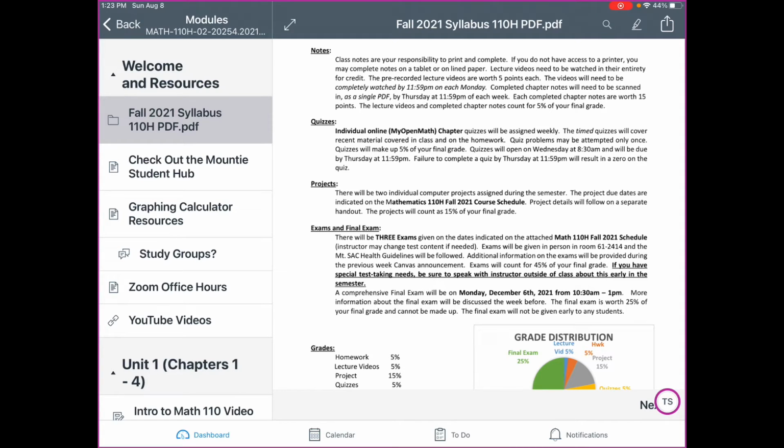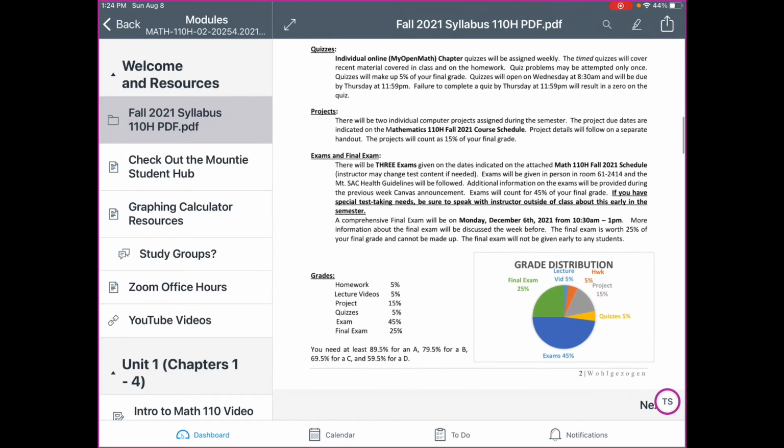Once your notes are completely filled in, you need to scan them as a single PDF and upload them to Canvas by 11:59 p.m. for each week. Each completed chapter notes are worth 15 points, and again, each video is worth 5. This makes up a total of 5% of your final grade.